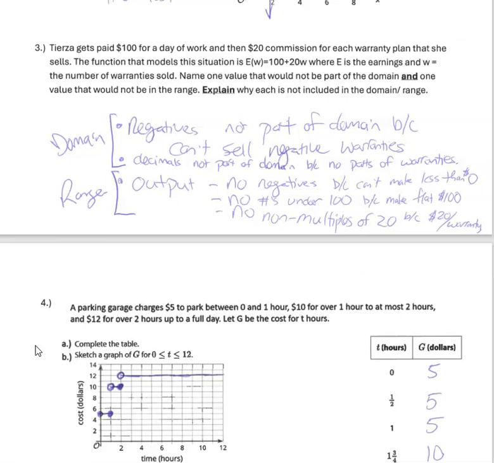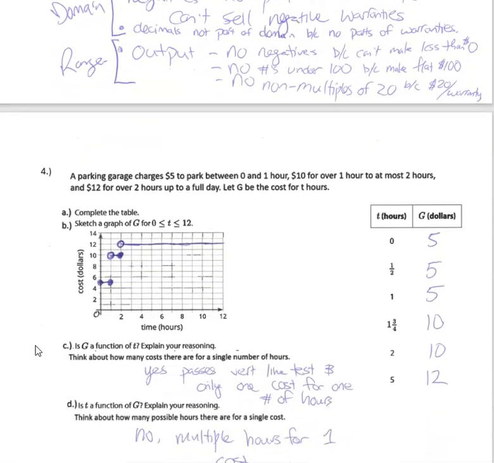So the issues I saw for domain is you can't have any negatives because you can't sell negative warranties. The decimals don't make sense because you're not going to sell part of a warranty. And for the outputs, no negatives make sense because she's not going to make negative money. You could also say no numbers under 100 because she makes that flat $100. And no non-multiples of 20 because she is going to be making money $20 at a time because it's $20 per warranty. So you guys could have picked any one of those.